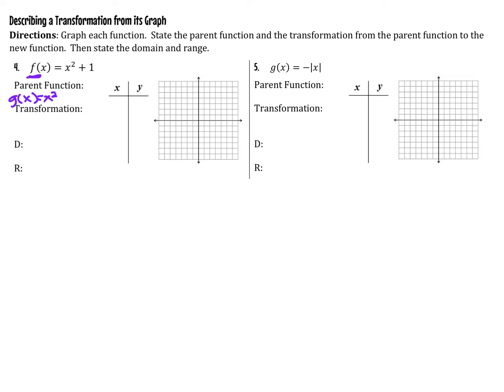And you can look back up at the top of your paper to identify that. And similarly on number 5, I want you to graph the parent function, which is just going to be the absolute value of x. So just go ahead and pause the video and recreate those parent functions on your graph first. So here I have created my parent functions on the graph.